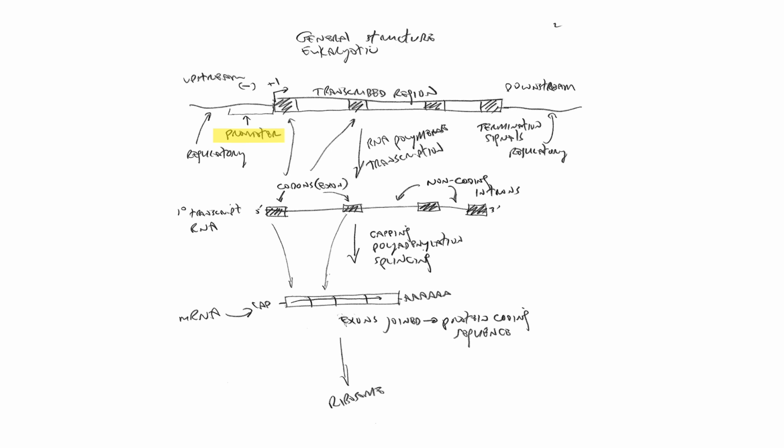Then you look down that rectangular box, and at the end there are termination signals. So it also knows where to start, and knows where to stop. So when transcription occurs, the RNA polymerase comes in, and the arrow down shows transcription, and you get that primary transcript, which has the 5' end and the 3' end.